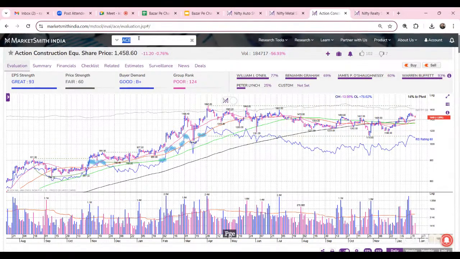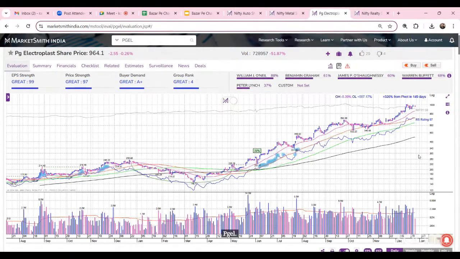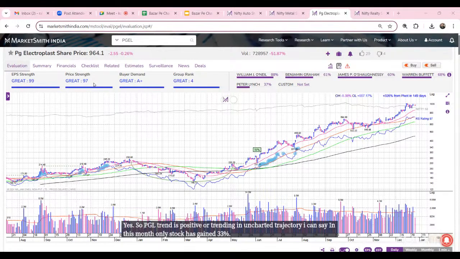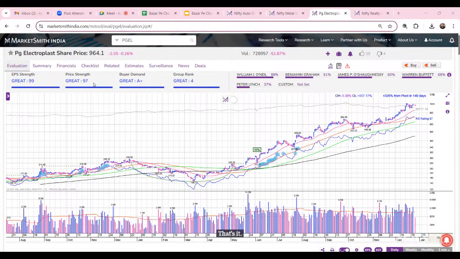PGEL. Would you like to take this one? Yes. So PGEL trend is positive, trending in uncharted territory, I can say. In this month alone, the stock has gained 33%. So just ride the rally after considering risk reward and everything. It is not advisable to buy at the current level, but if someone is holding, just hold, ride the rally, enjoy. That's it. Not advised to buy, at least from our side, after considering the risk reward ratio in this particular stock.